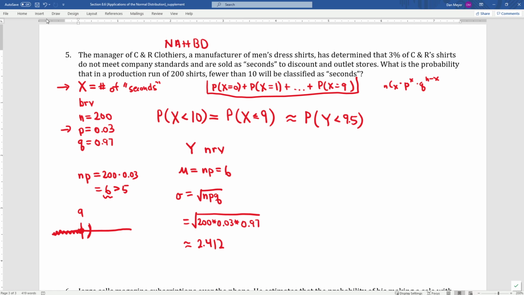We have a normal random variable. We are asking for a less than probability about that normal random variable. We need to standardize it by finding a z-score. So z here would be our 9.5 minus the mean of 6 divided by the standard deviation, 2.412. We round that to a couple decimal places. That gives us a z-score of 1.45.